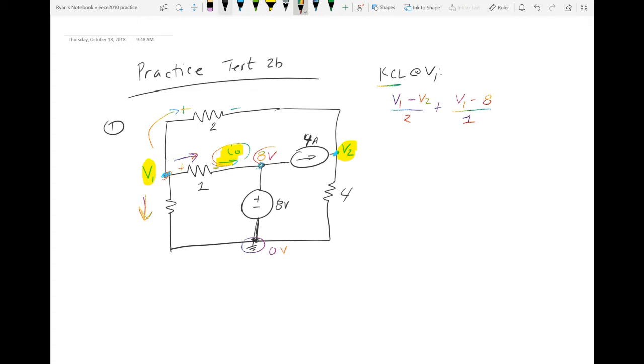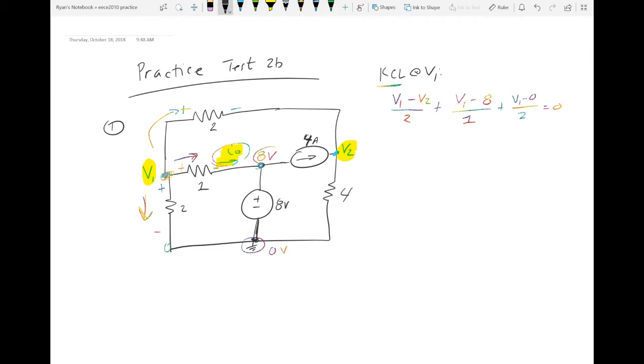Going down, I didn't label that resistor, it's a 2. Going down, plus to minus, you're going from V1 to the ground. So you have plus V1 minus the ground voltage, which is 0, over 2, is equal to 0. And that would be your first equation.